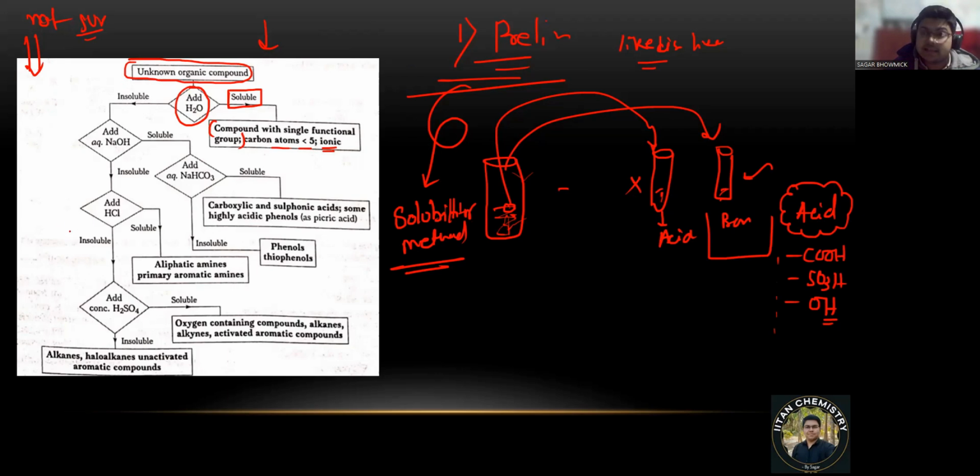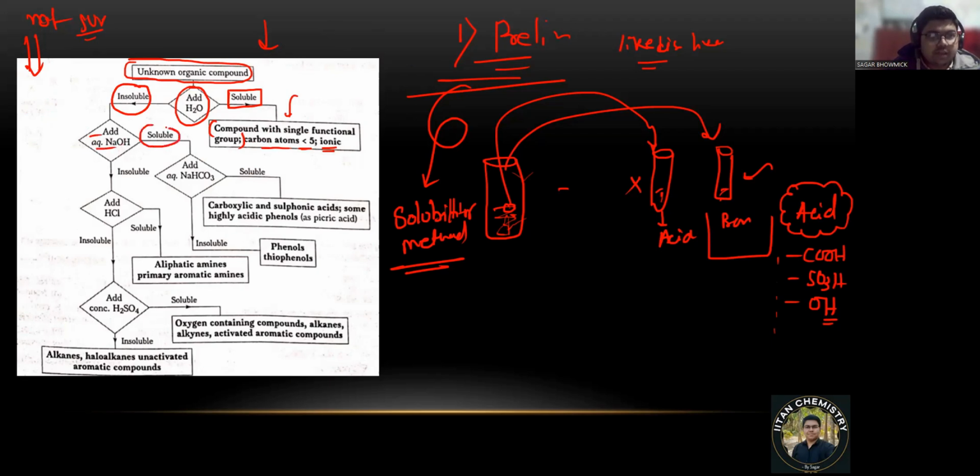This is just to clarify. Finally, this observation will clarify the functional group you are having. It will help you to make a decision that okay, this functional group is aligned with my observation. So adding water will give you this conclusion: a compound with a single functional group and carbon atoms less than 5. Okay, if it is water insoluble, then you have to add NaOH.